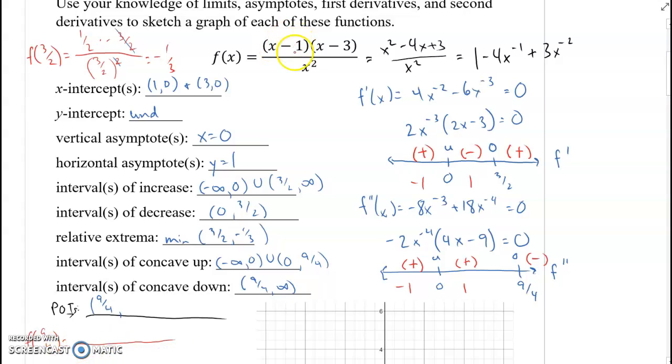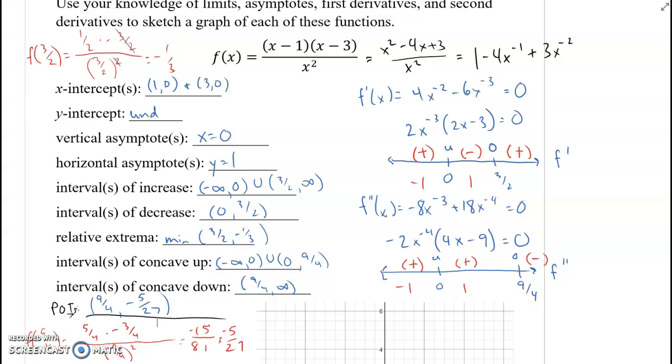let's see, 9/4 minus 1 is 5/4. 9/4 minus 3 is going to be negative 3/4. And then divide that by 9/4 squared. So I think we'll have a negative 15 on the top and an 81 on the bottom. Divide both by 3 and get negative 5/27. That seems right. So negative 5/27 is the y value of that point of inflection.